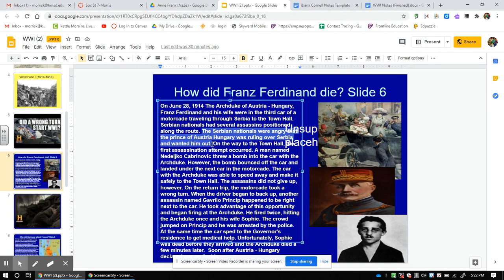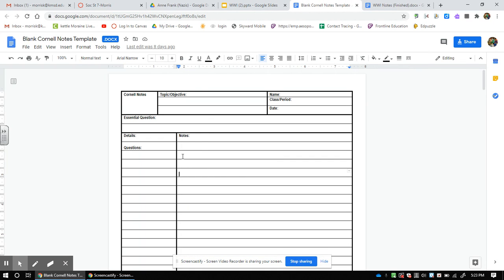So we have our who, Archduke of Austria-Hungary, Franz Ferdinand and his wife. We have our what. They were in the third car of a motorcade traveling through Serbia to the town hall. Serbian nationals had several assassins positioned along the route. We have our where, Serbia. Now we have our why. The Serbian nationals were angry that the Prince of Austria-Hungary was ruling over Serbia and wanted him out. So now we have to type that here. Now we need our how and our when.